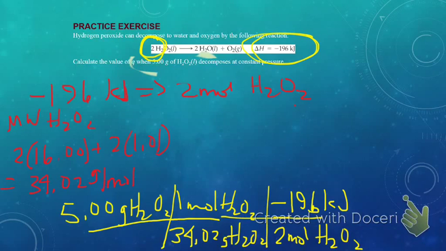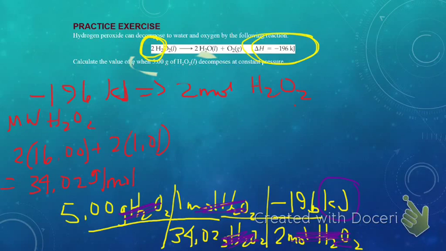So let's figure out the value of the heat, or how much heat is given off. Let's make sure that everything cancels that should cancel. We have grams of hydrogen peroxide, grams of hydrogen peroxide, moles of hydrogen peroxide on the top, moles of hydrogen peroxide on the bottom. So the only thing left is kilojoules, which is what we're looking for. So now we get to just plug and chug. You multiply by everything on the top, so we have 5.00 times negative 196. You divide by everything on the bottom, so we divide by 34.02, and you divide by 2.